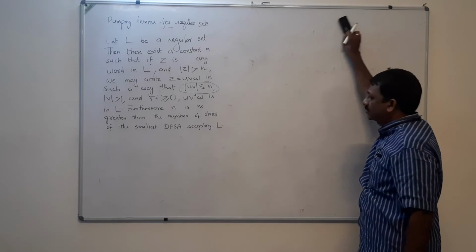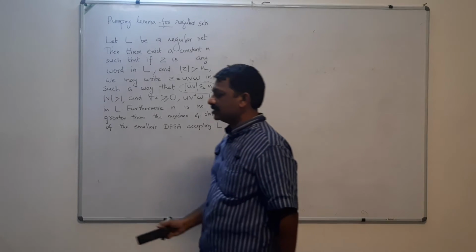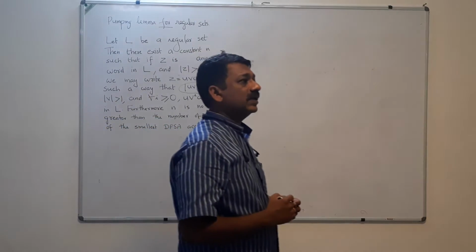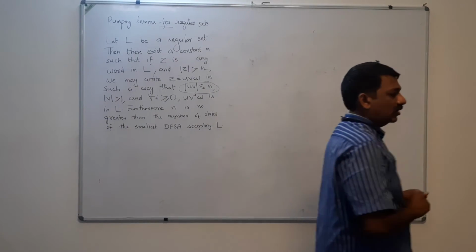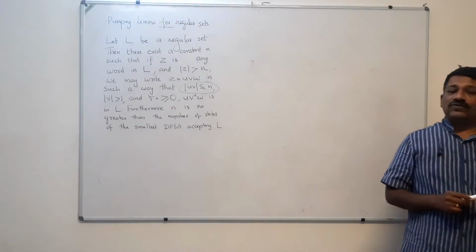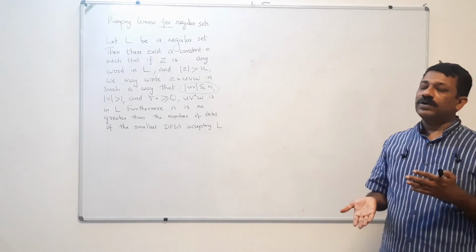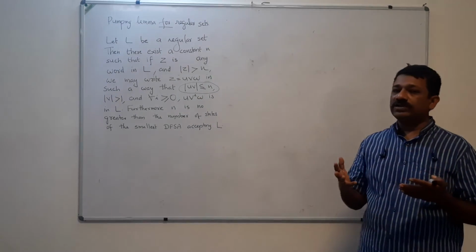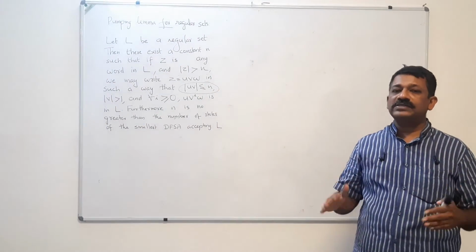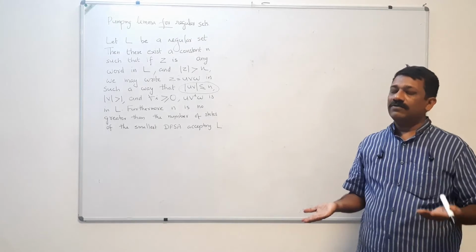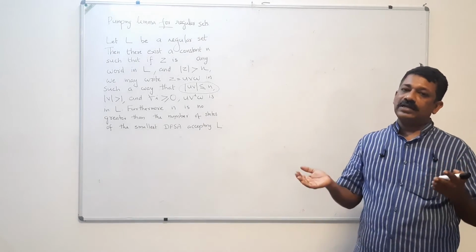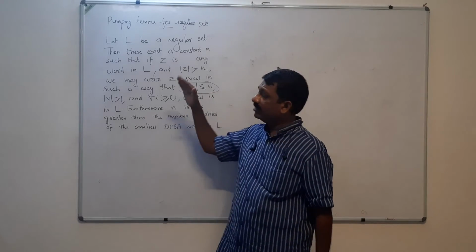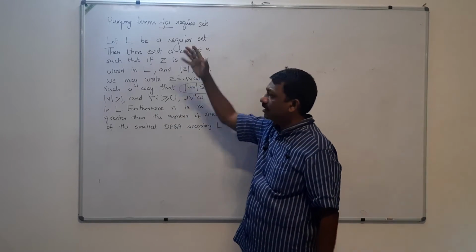Not regular means there are certain languages which are not regular. If you want to prove that certain languages are not regular, first of all, it is a proof by contradiction. Contradiction means we assume that the language is in L, that is, a regular set, and we start from that.